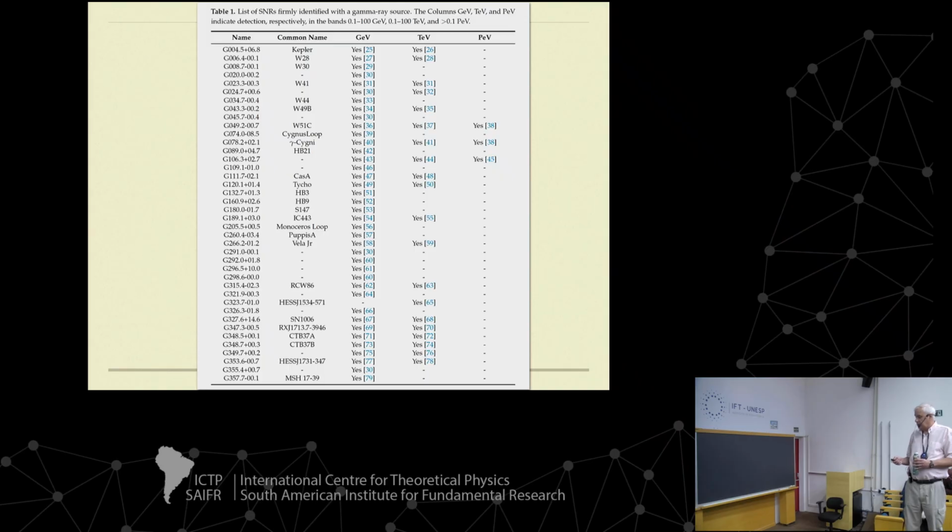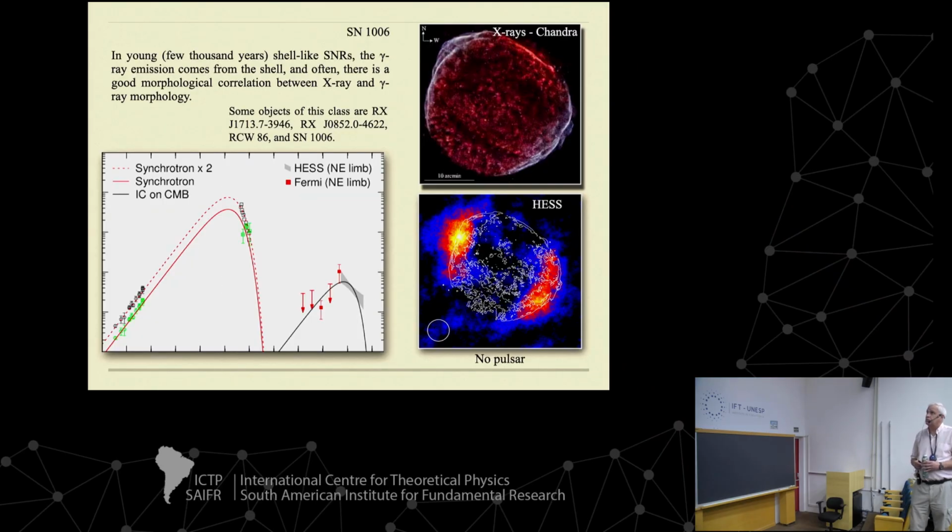Okay, so let's see some of these supernova remnants in gamma rays with a bit more detail. This is the supernova 1006. It's called like that because it corresponds to an explosion that was observed in that year, 1006. So it's a supernova with 1,000 years of age. It is still in the free expansion phase.